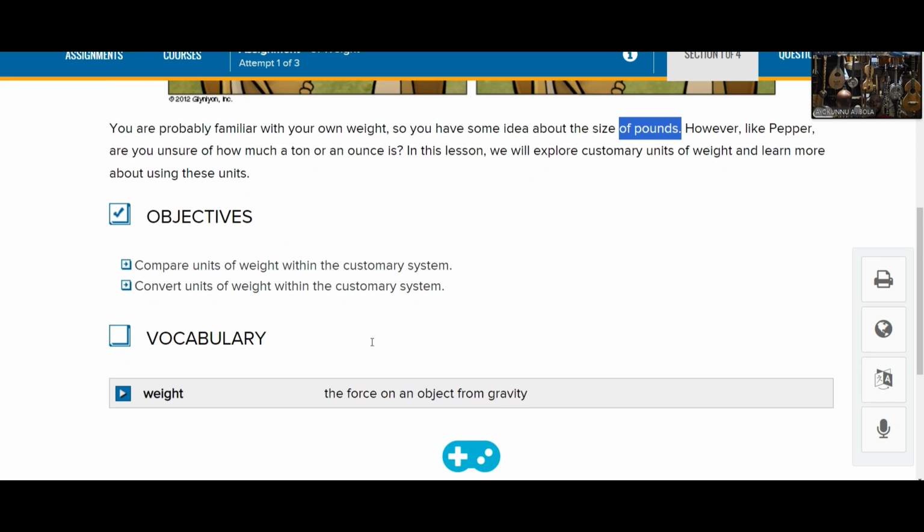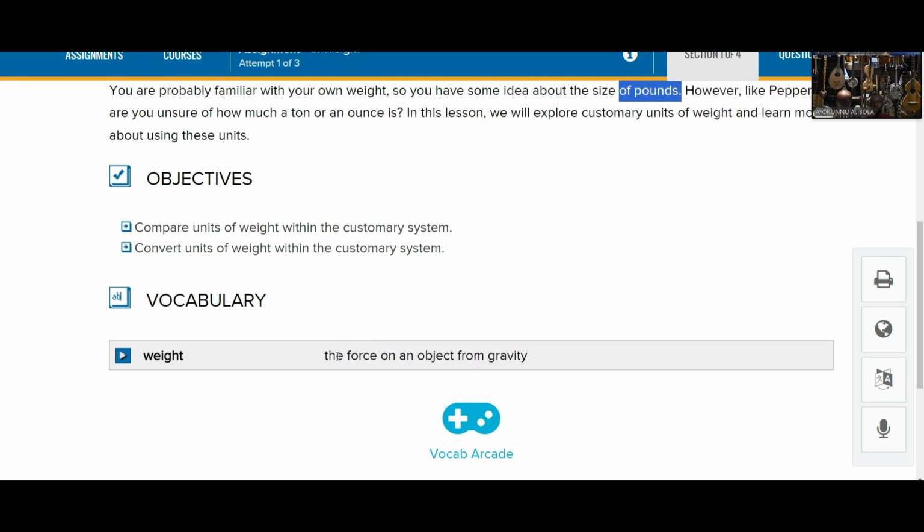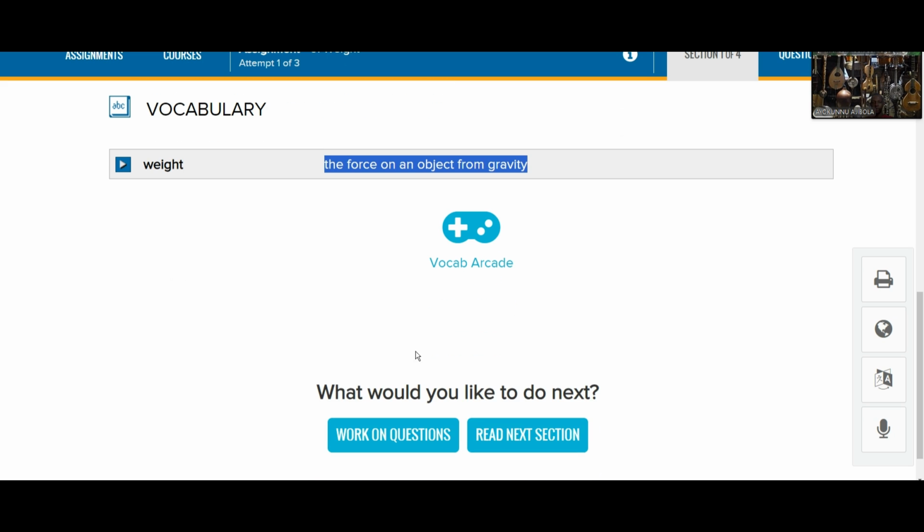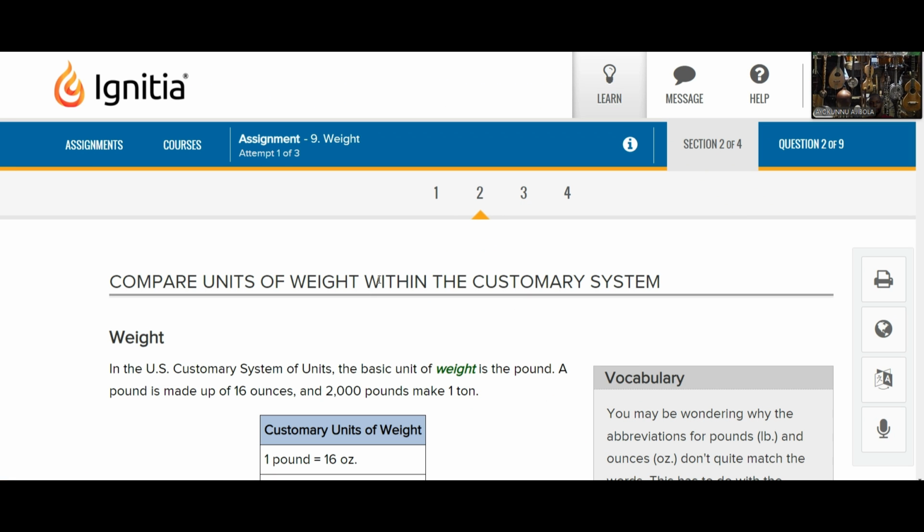We've learned about kilogram before. So weight is the force on an object from gravity. So what is weight? The force of an object from gravity. Very good. So let's go to the next session.